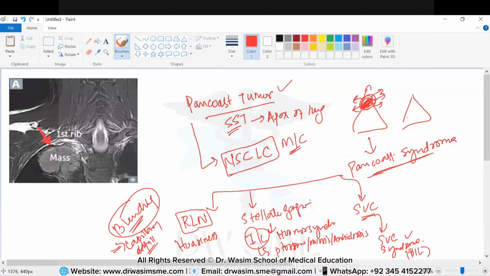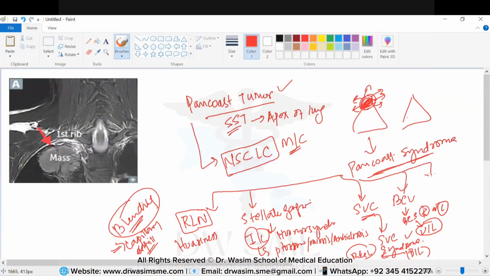If the patient's brachiocephalic vein is obstructed, it will cause brachiocephalic syndrome, and this will be unilateral, one-sided, either right or left. But here there will be both sides, both right and left. Okay.